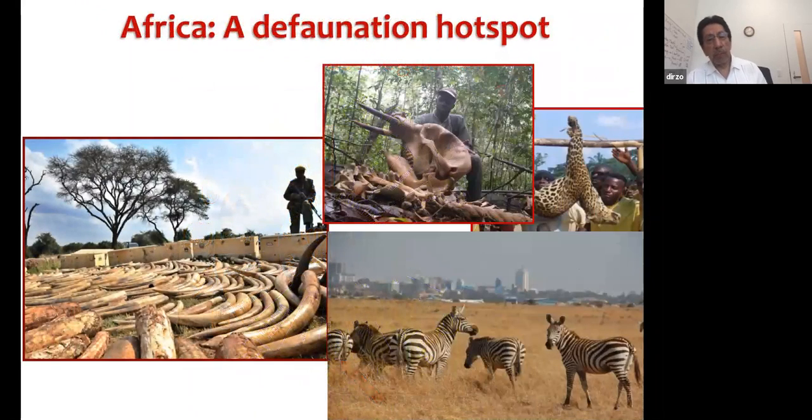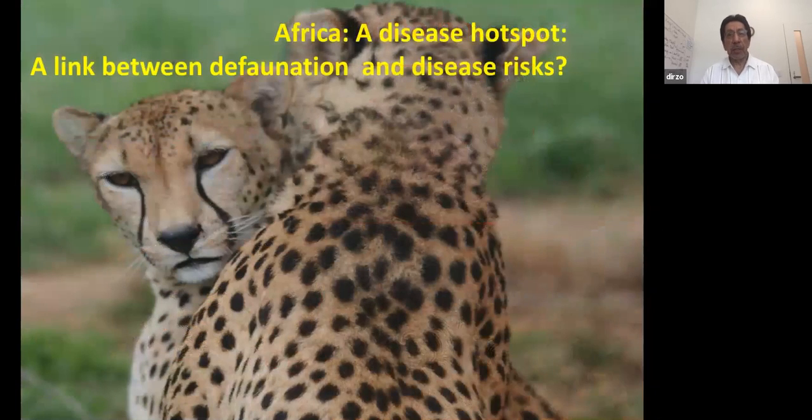The reason why we started these studies in Africa has to do with two unfortunate situations. One of them is that Africa is a very important, very serious deformation hotspot. And these three photos illustrate for you the situation there. The ivory trade, the situation of the parks, and the tremendous impact of human activities on many savannas in this continent. The second thing is that Africa is an important disease hotspot in the world.